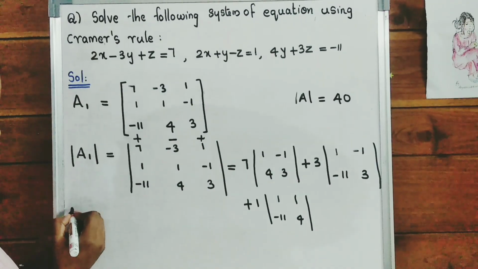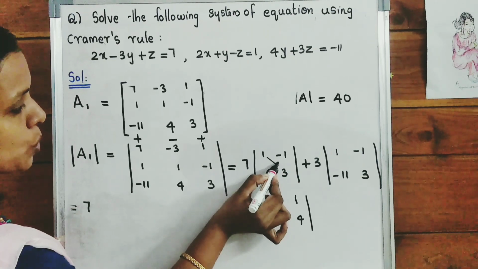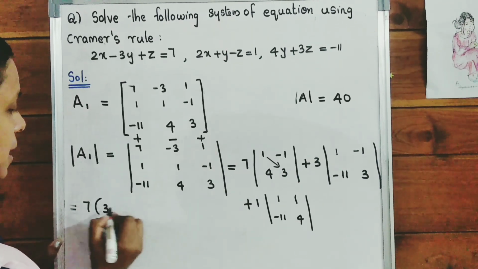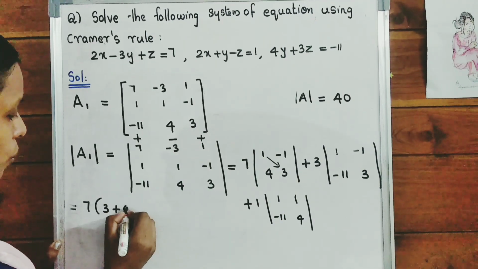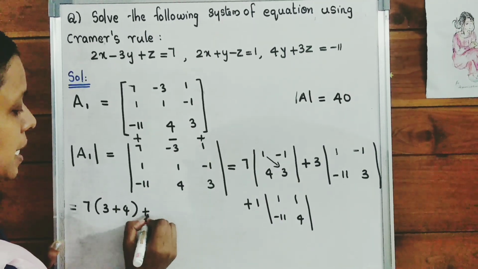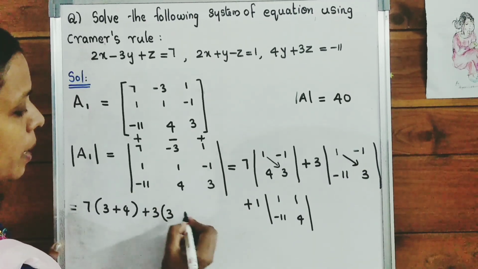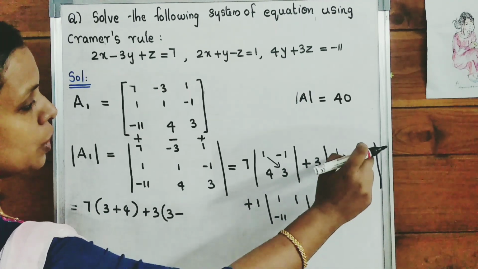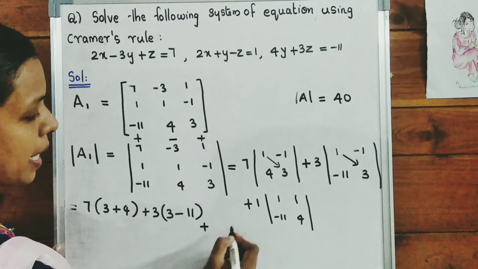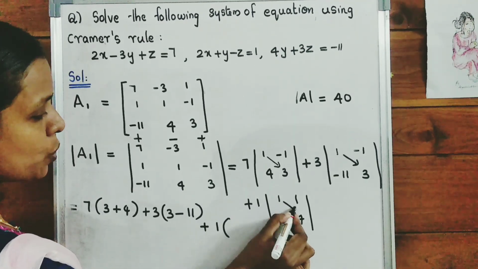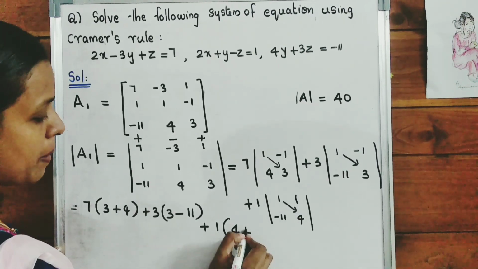Okay. This is equal to, we can write 7 into, here 1 into 3, we get 3, minus 4 into minus 1, minus 4, this minus plus 4. Okay. Then we write plus 3 into, here we multiply 1 into 3, we get 3, minus negative 11 into negative 1, that is plus 11. Okay, plus we write here 1 into, here 1 into 4, 4, minus 1 into minus 11, that is 4 plus 11.